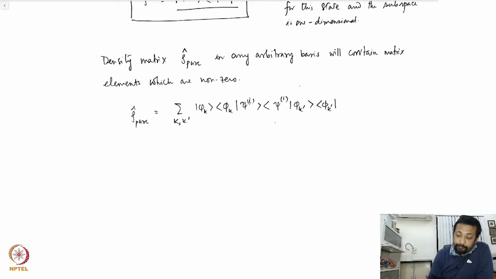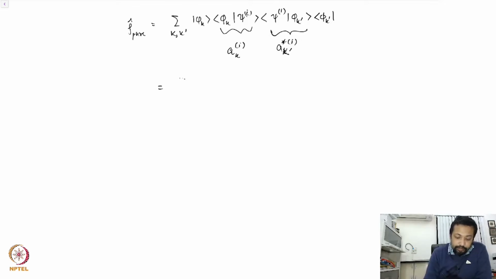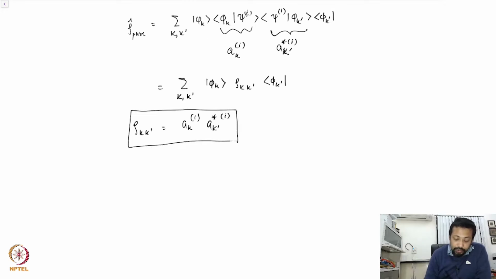This quantity we will identify as a of k star i, and this quantity we will identify as a of k i. So I can recast this as the sum over k, k prime of phi of k, rho k k prime, which is consistent with our definition that we had earlier, except that now I have changed the labels, and rho k k prime takes the form a k i a k prime star of i. So you see that now you have matrix elements of the density matrix which are non-zero, although you started off from a pure state.